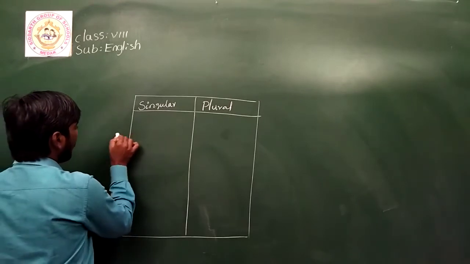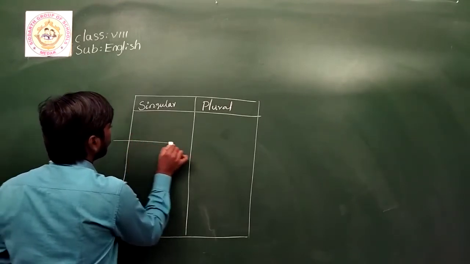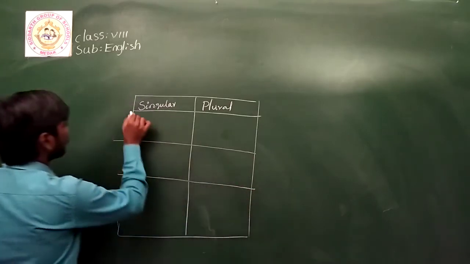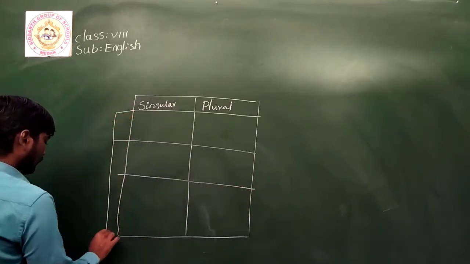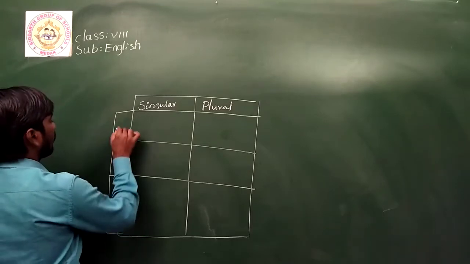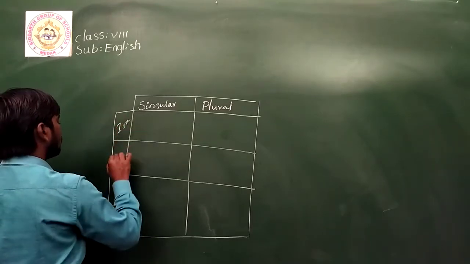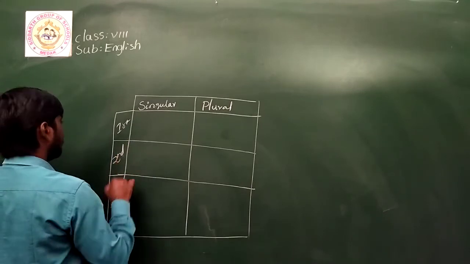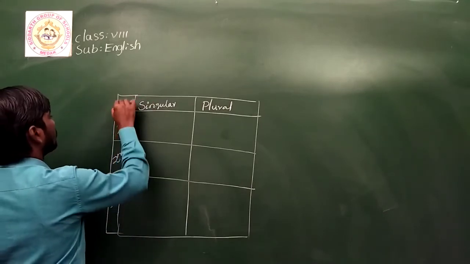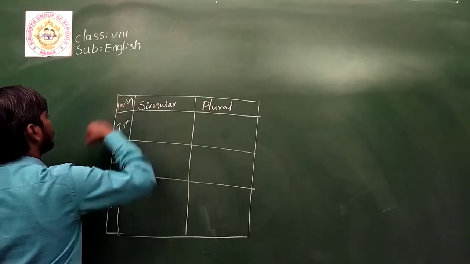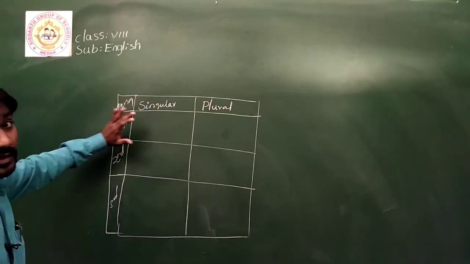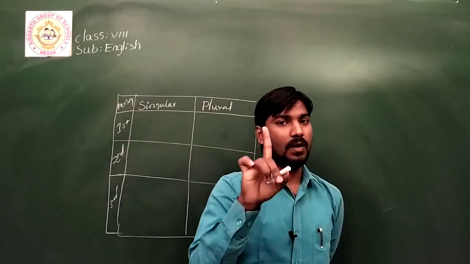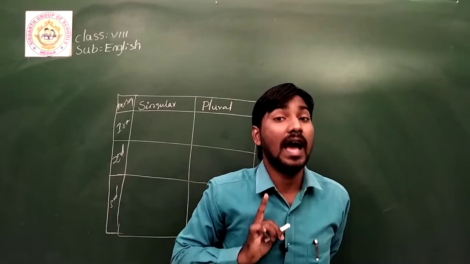So in the English language we have three persons. So first person, second person, and third person. You can write this also. Person. Right. First person, singular. First person singular means what? One. Only one. So I.